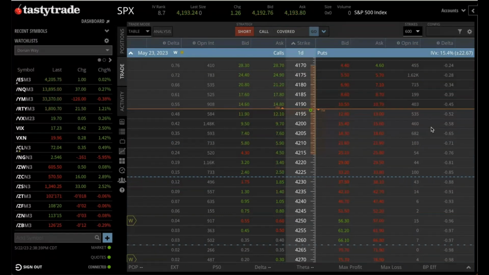I would adjust the call side. In my opinion, I believe the market has already been overdone to the upside some. So I'd rather have the risk to the call side than the put side. So we're going to adjust that. We're going to give it another 5 seconds. 1, 2, 3, 4, 5. We're not going to get filled.